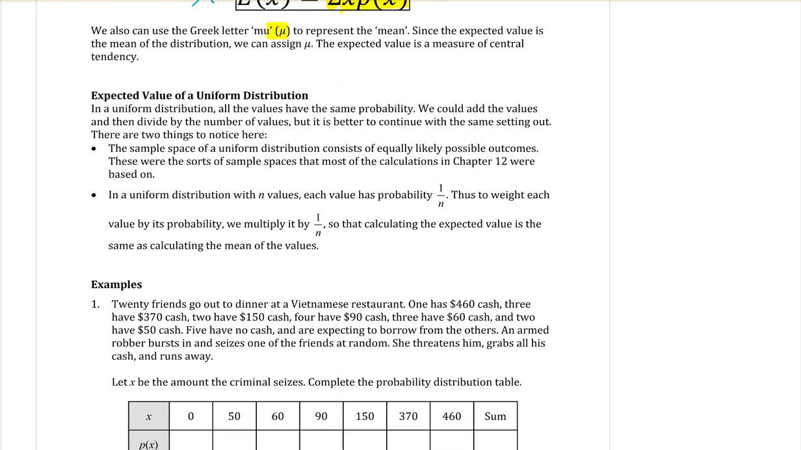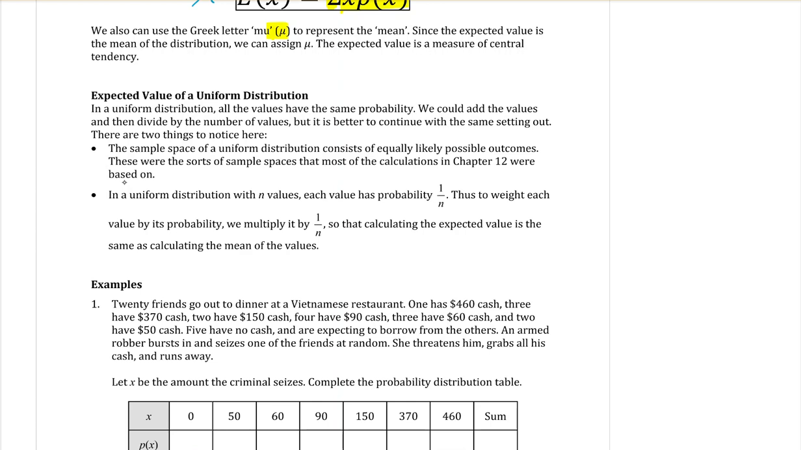The sample space of a uniform distribution consists of equally likely possible outcomes. These were the sorts of sample spaces that most of the calculations in Chapter 12 were based on. You know, we had all the ones where the branches were all equally likely. In a uniform distribution with n values, each value has a probability of 1 out of n. Kind of like what we're seeing with that 1 out of 5 when the things are equally likely.